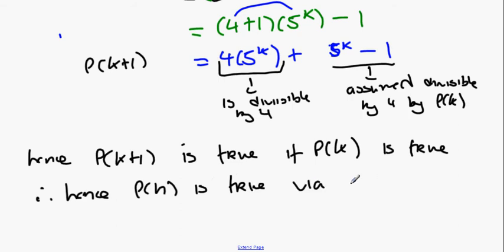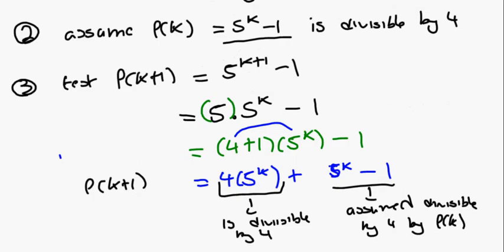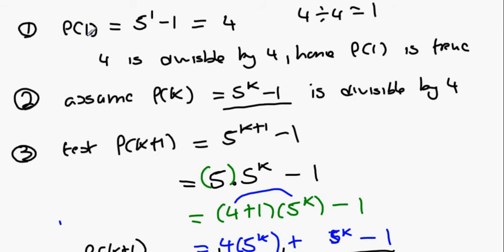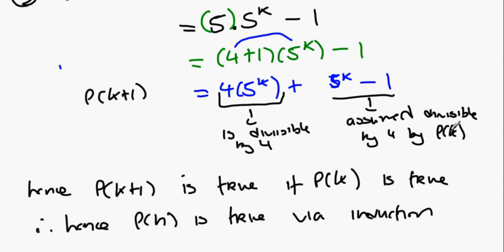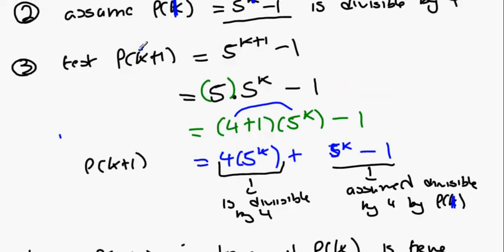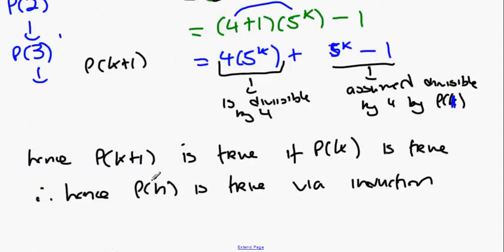via induction. Now let me tell you what that means. If we go back to the start, we've proved P of 1 is true. If we say k represents the number 1, then we can say P of 1 is true. If P of 1 is true, then this part here will be divisible by 4. This means that P of 2 is true. Then if P of 2 is true, P of 3 is true, and it keeps going and going and going. And that's how induction works.